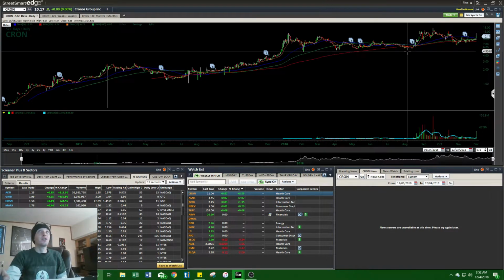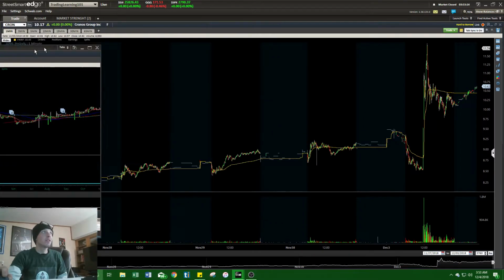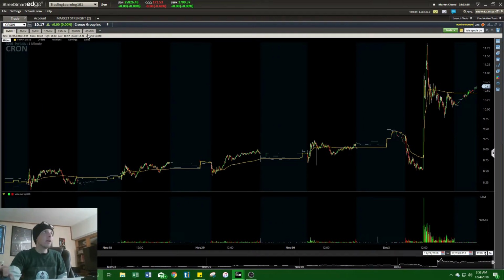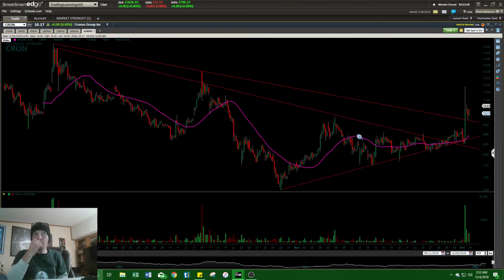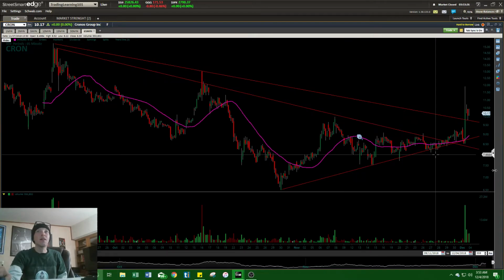Like I said, I just simply rely on price action, volume, and basic technical analysis on these charts, drawing trend lines, support lines, resistance lines. I try to look at as many different time frames as possible and see what the chart is telling me. Like for instance here, CRON.